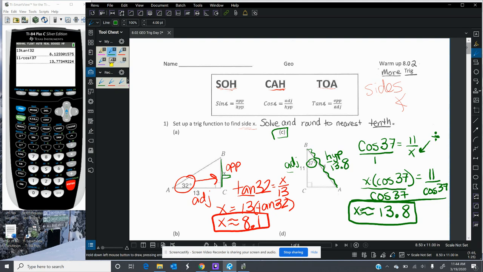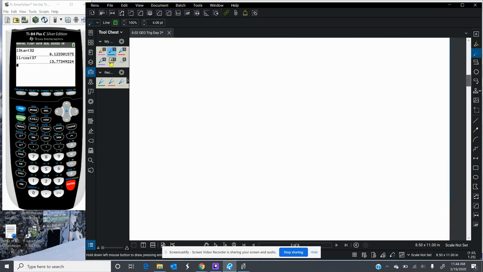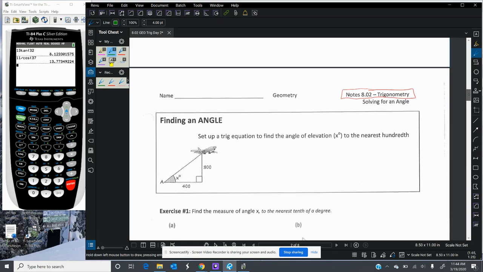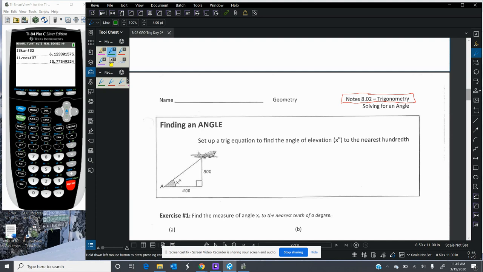Our notes for today are about finding the angle measure. So in the first example, we're finding an angle, looking at note 802. It says set up a trig equation to find the angle of elevation x. So this plane is flying. If you think of the ground here, it's gone 400 let's say meters out. The altitude of that plane is 300 meters above some point on the ground underneath it. So that's a perpendicular height, and they're asking us for the measure of this angle here.